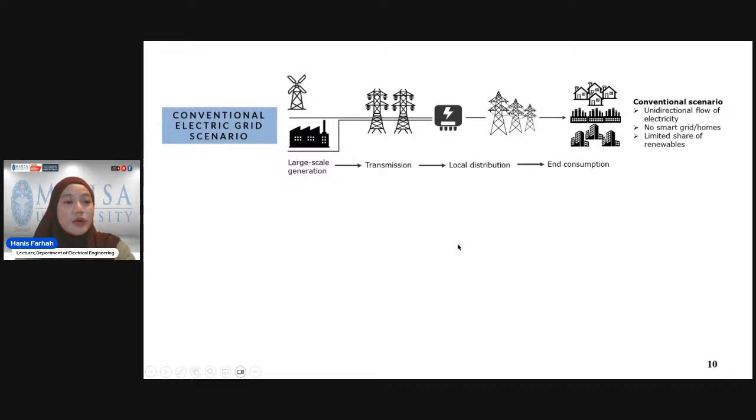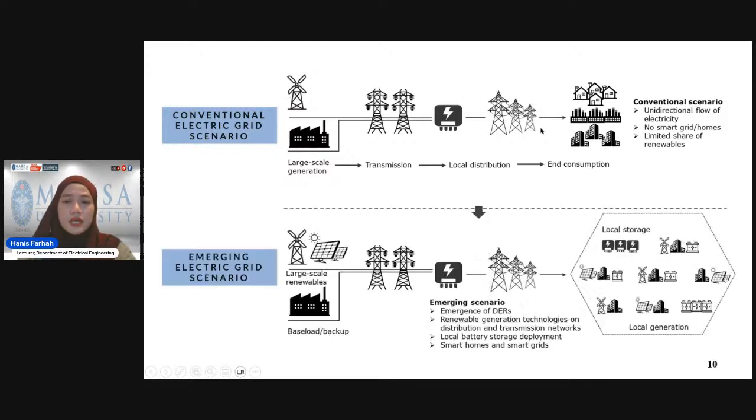Okay, so this is our conventional electrical grid scenario. As you can see here, just like I mentioned before, it only comes from the generation side to the transmission side, steps down to the distribution side before we deliver to the load. The load here, and also you can see that the direction for the electricity is unidirectional. We just pass it through from the generation side to the end user.